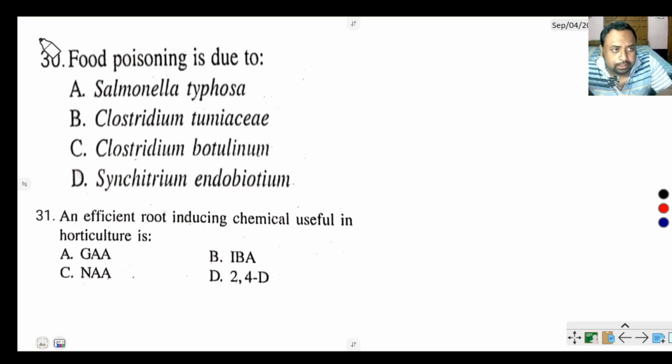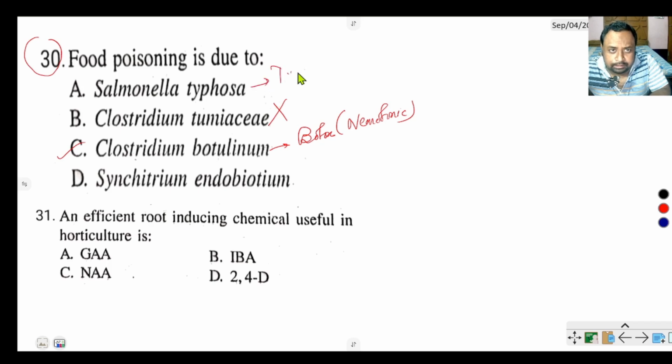Next question, question number 30. Food poisoning is caused by Salmonella typhosa, Clostridium timisi, Clostridium botulinum, or Synchytrium endobioticum. Food poisoning is caused by the bacterium Clostridium botulinum, which produces botulinum toxin. Botulinum toxin is neurotoxic. Clostridium timisi does not exist. Salmonella typhosa causes typhoid disease. Synchytrium endobioticum causes wart or scab disease of potato.